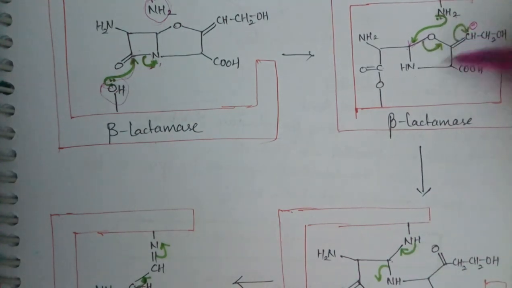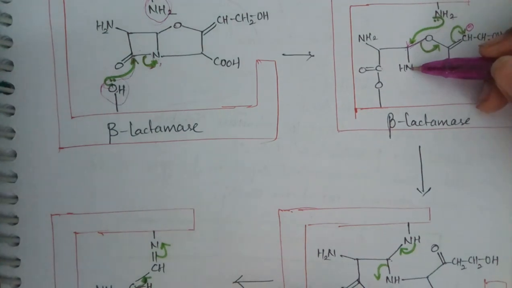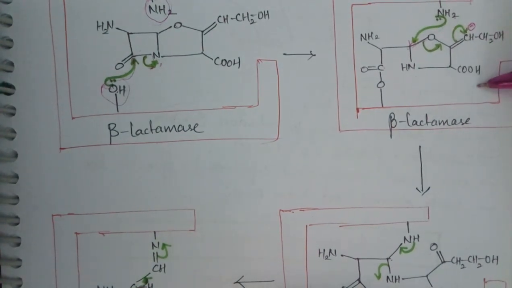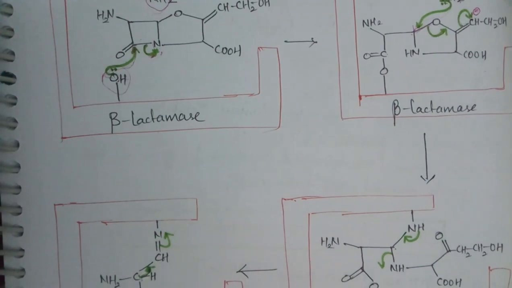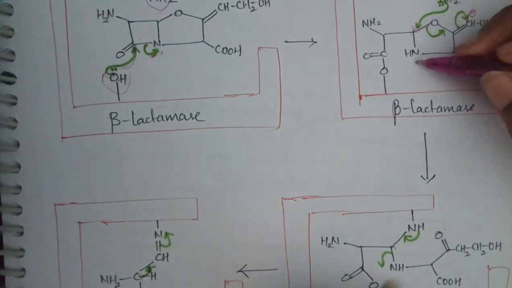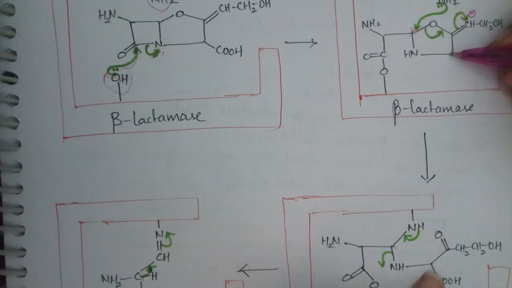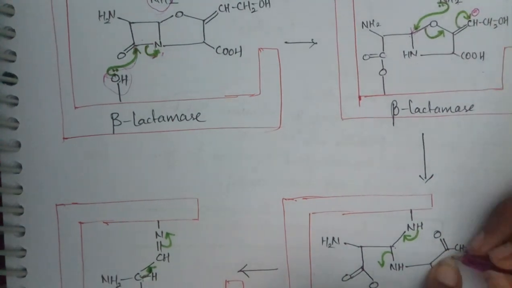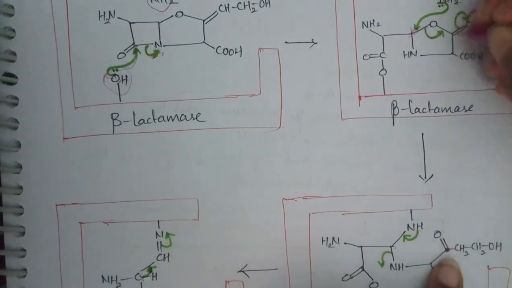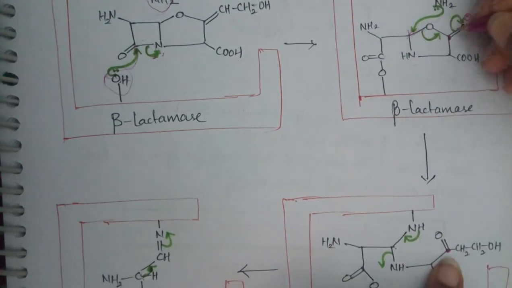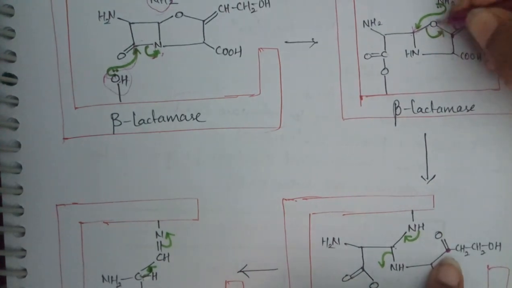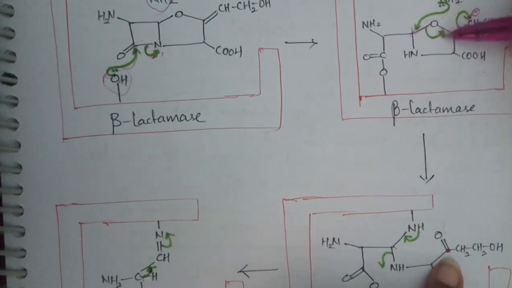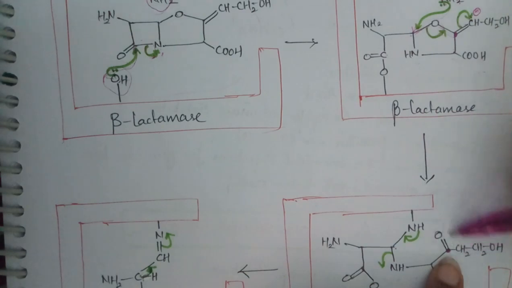Now later it is converted to NH, NH. This is having CH, COOH. Later you have here, if you see, this bond is converted into a double bond. Here you have a double bond because this bond is shifting. Here you get a double bond, so C double bond O.